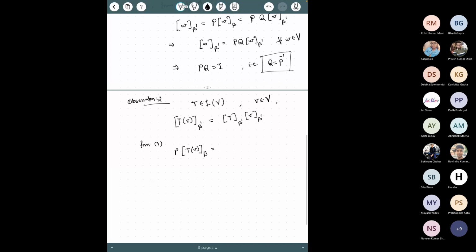And again, if I do the same for the matrix of v with respect to B dash, it is P times the matrix of v with respect to B. Then again, on the left hand side I can write the matrix of T of v with respect to B as the product of the matrix of T with respect to B and the matrix of v with respect to B.